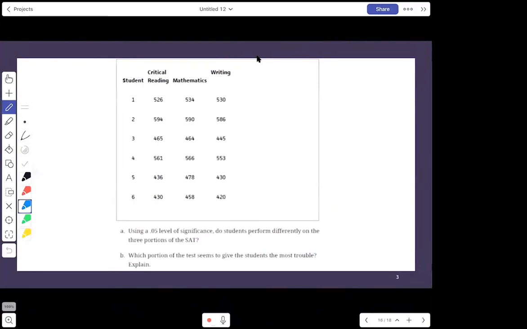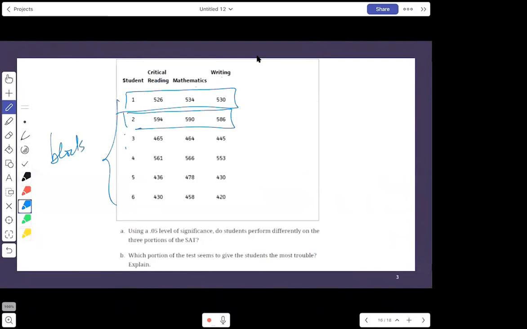Since we are taking the scores from the 6 students, student number 1 gave us all these 3 values, student number 2 gave us all these 3 values, and so on, which basically means we have a block design. So our treatments are reading, mathematics, and writing, and our blocks are the 6 students. So these are our blocks, and these are our treatments.